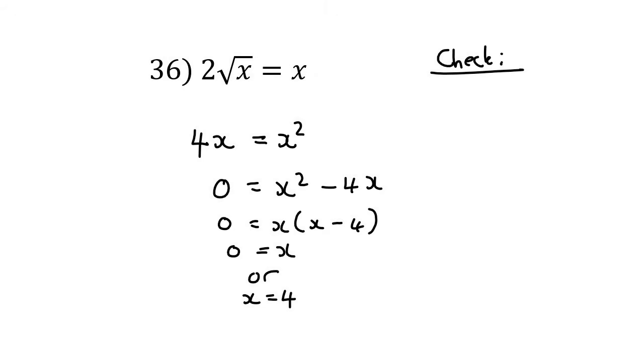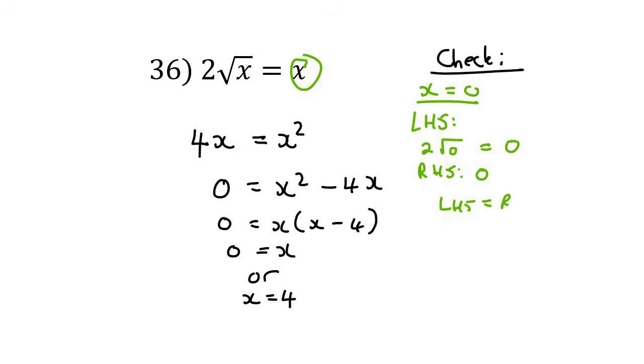So to do a check, you take your answers and you put them into the equation. So when x is 0, let's check that one first. The left hand side is going to be 2 times 0, and that equals 0. And then the right hand side, you would just plug that x value in, and that's also 0. So the left hand side is equal to the right hand side, so everything's good.